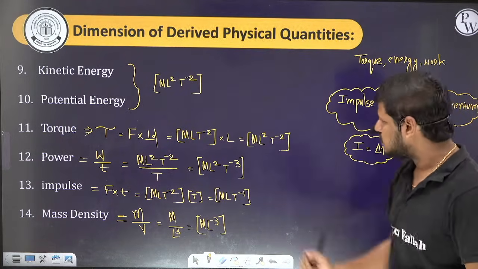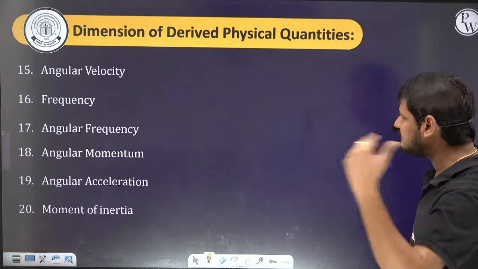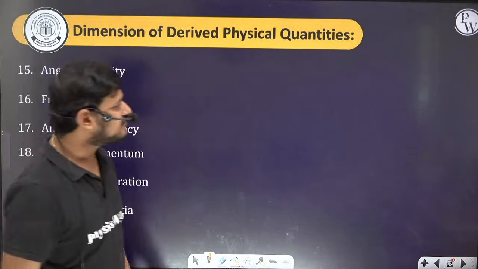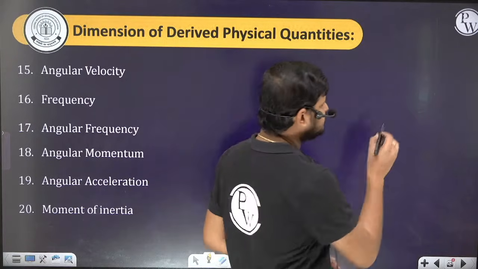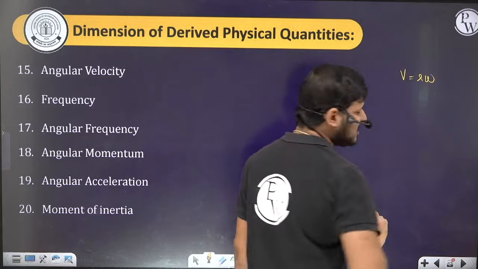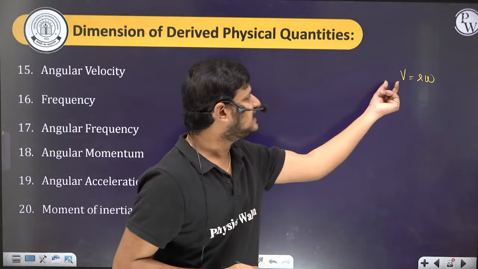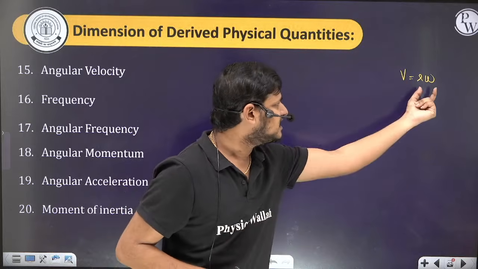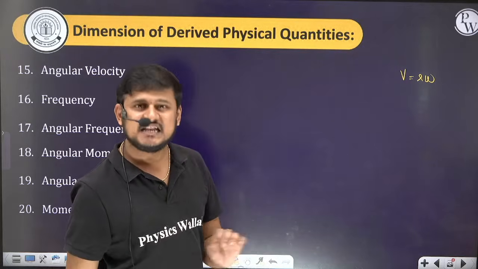Chalo. So now let's increase one more level. The angular velocity. What does it mean by angular velocity? This might be very new to you. V equals R omega is the formula. V, the linear velocity, is equal to R into the angular velocity. Omega is the angular velocity. V is the linear velocity.